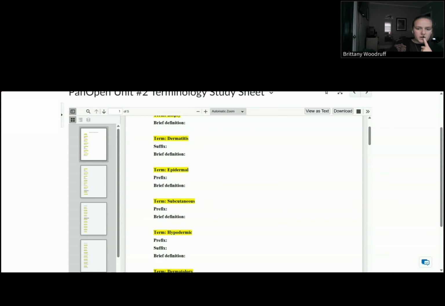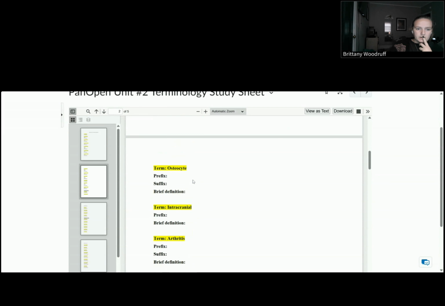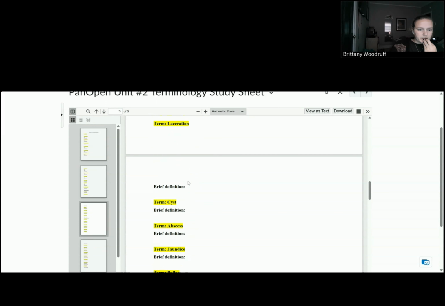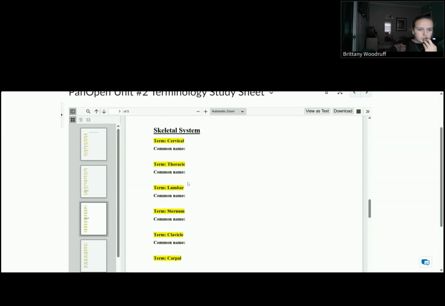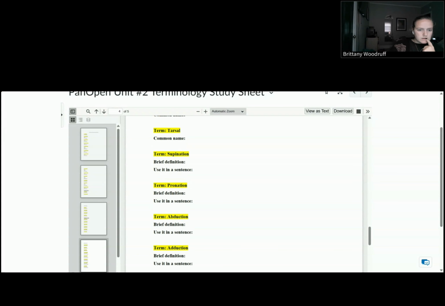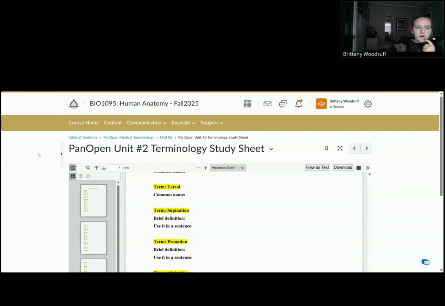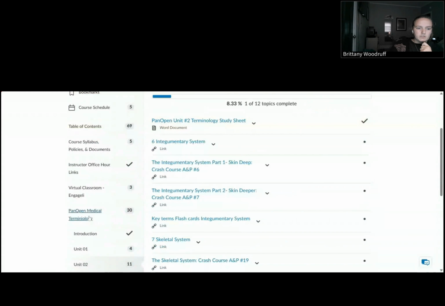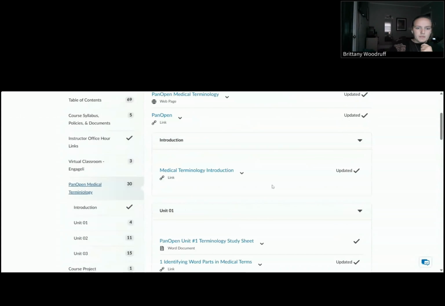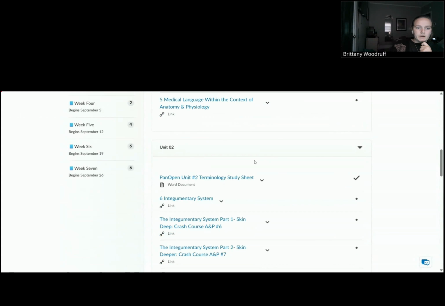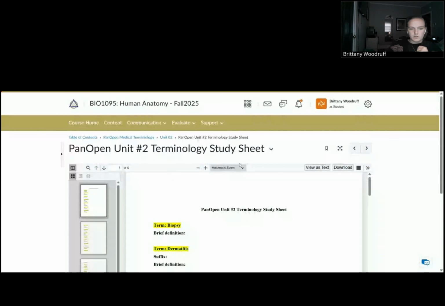Yeah, I don't remember exactly what's on the Pan Open quiz, if I'm being entirely honest. But if I remember correctly, these terms are pretty in line with what you guys are going to be quizzed on. So again, all you have to do is go to content, medical terminology. You can see all the sections are laid out here. Under each unit, you have your study sheet here, and the study sheet will just take you to a Word doc.